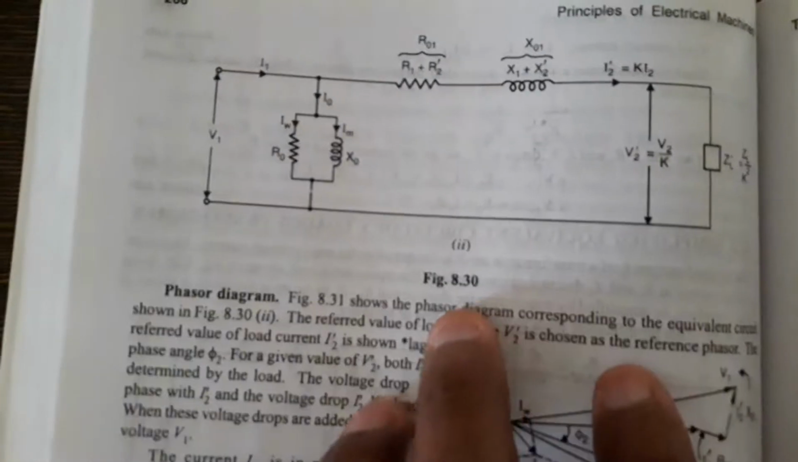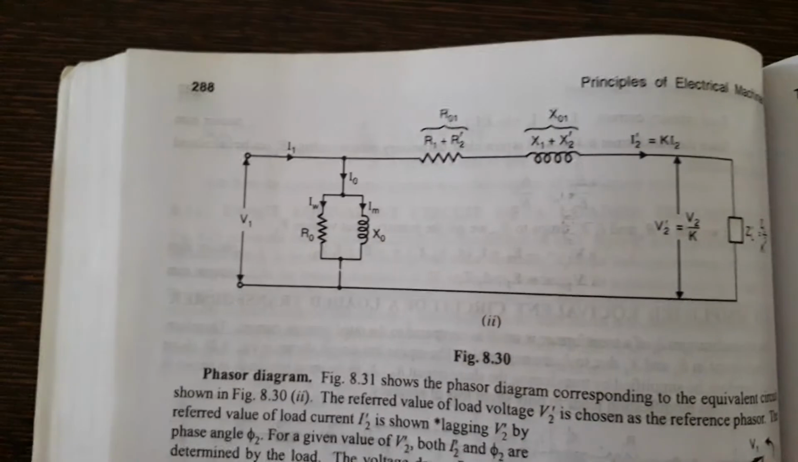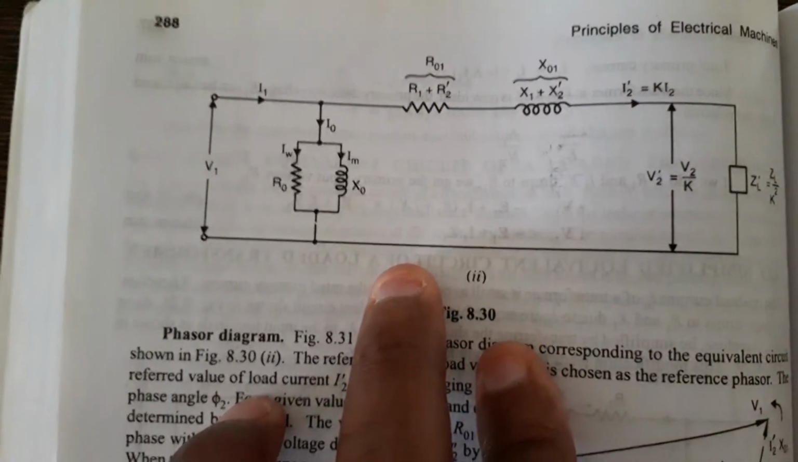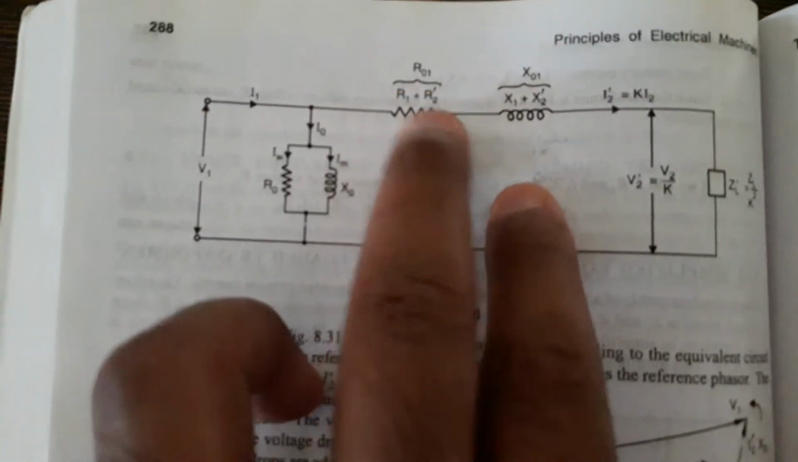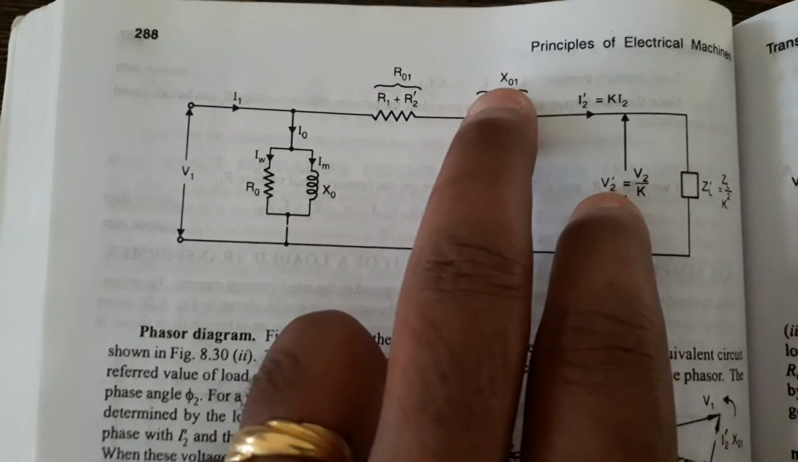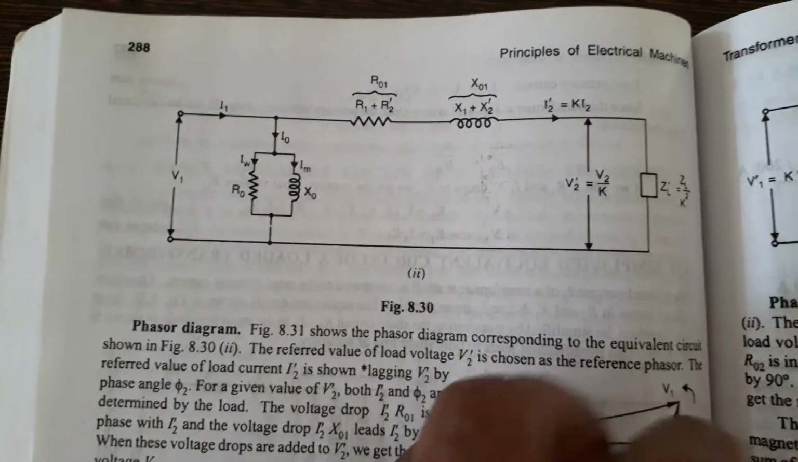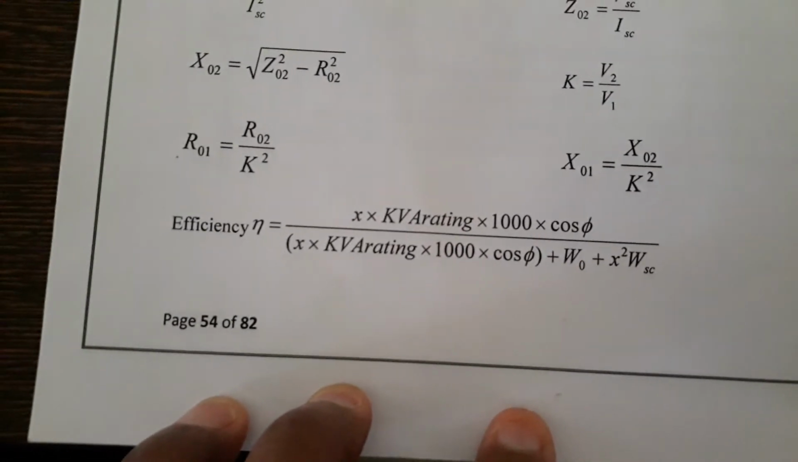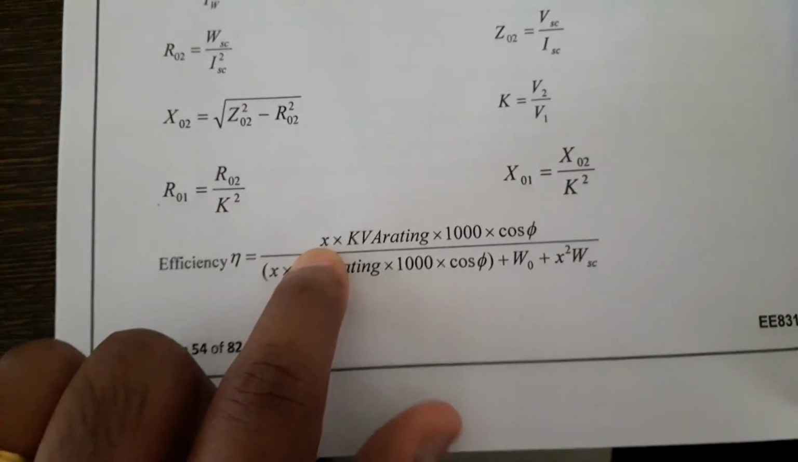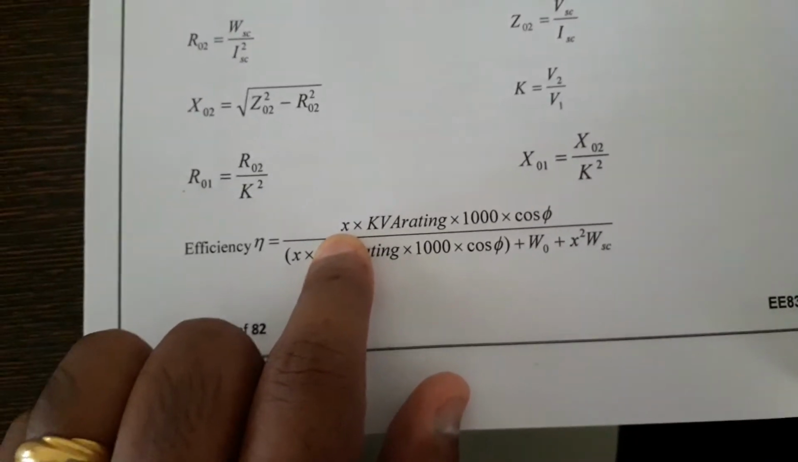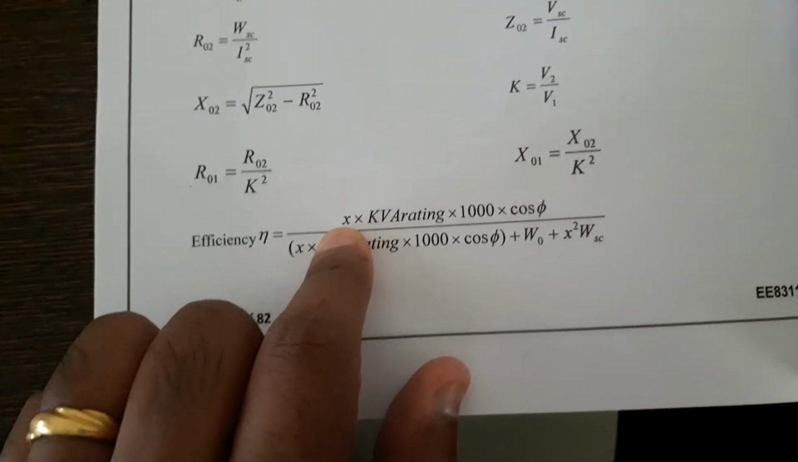Then similarly, your equivalent circuit referred to the primary can be reduced like this, right? Your R1 and R2 dash are replaced by R01, and X1 and X2 dash are replaced by X01. The remaining parameters are the same, right? So here we are going to calculate all those values, and we are going to calculate the efficiency of your transformer for various loads. Here x is the fraction of the load; it may be 25%, 50%, 75% and full load condition 100%.